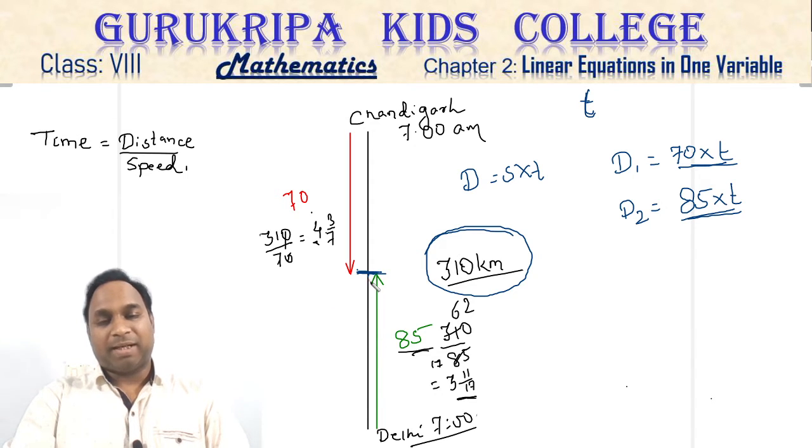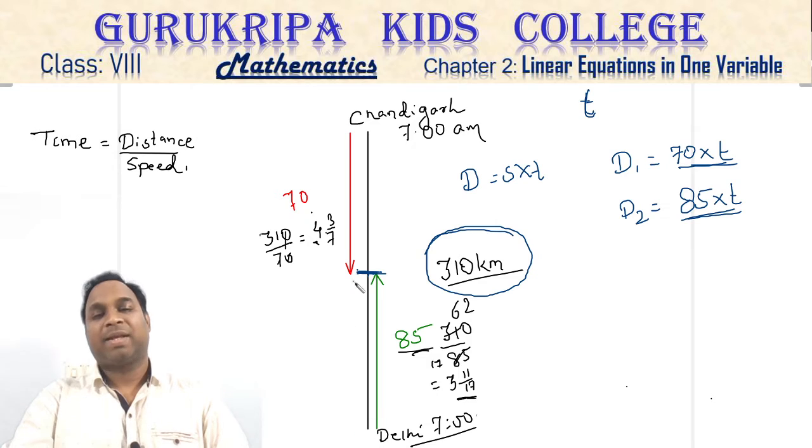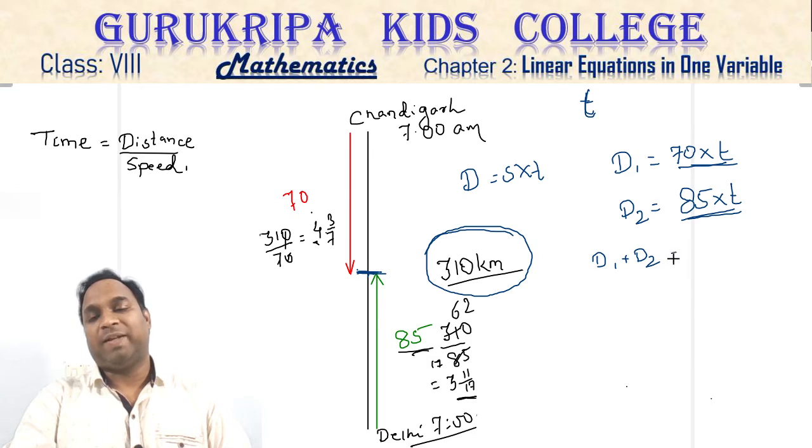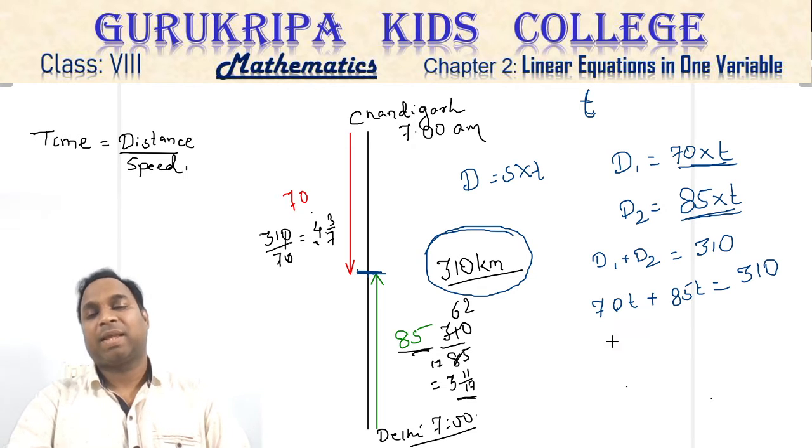Now, out of this 310, one part is covered by one train, another part is covered by another train. So, if we add up these distances, this distance plus this distance, what will we get? We will get 310 kilometers. So, that means if we add up D1 plus D2, we will get 310 kilometers. That means 70t plus 85t is equal to 310. What does it mean?